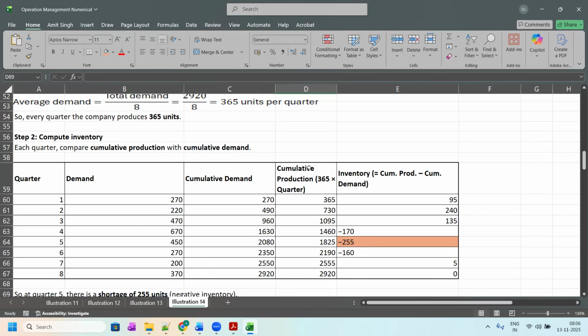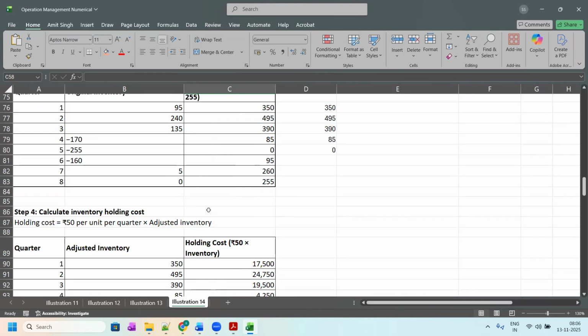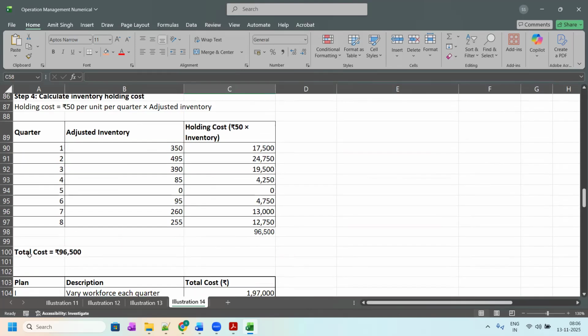In order to make sure that you pass that phase, you need to maintain a carrying cost. The carrying cost per unit per quarter is 50 rupees, so you have to pay that cost. As per that calculation, you got the total cost as 96,500.